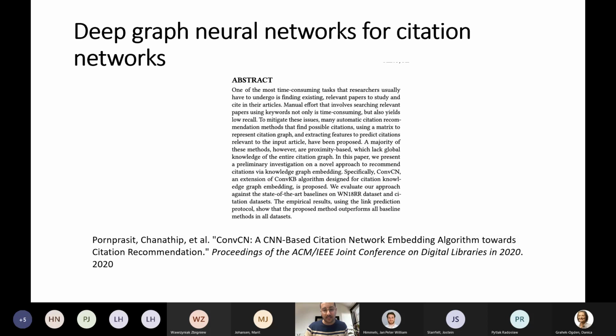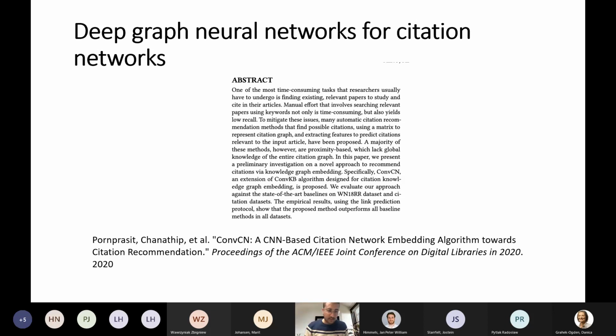It's a nice measure, but what is the problem with citation networks? Now I'm copying from the abstract of a paper that came in 2020. You don't need to read it, I can explain very quickly. What they are saying is that the problem with citation networks is that they do not take a holistic view of a graph. So you only look at your neighbors. You don't get the neighbors of your neighbors.